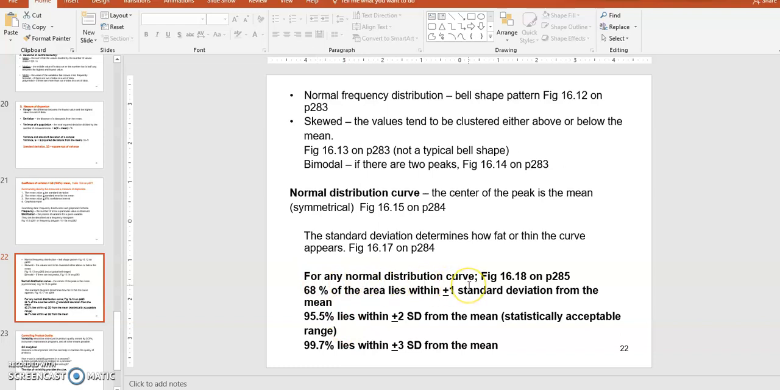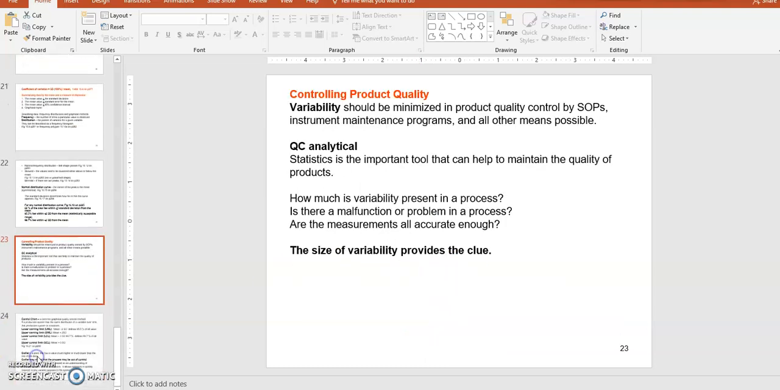For any normal distribution curve, take a look at these. They fall into about 68% of area that lies about plus minus 1 from the standard deviation. 95.5% lies within plus minus 2 standard deviation. 99.97% lies about plus minus 3. So the scattering should not be very wide. That's what it means. Okay.